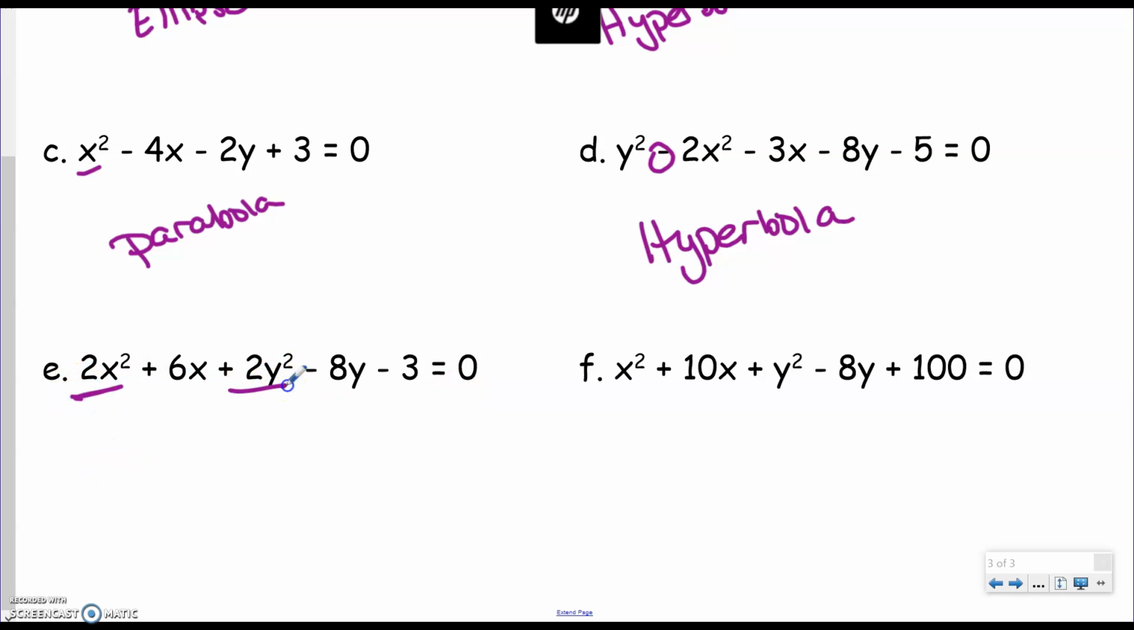For this one, it's not in the right order, but I do have an x squared and y squared, but notice that my a and c are the same, so it's a circle. They're both positive. And then the last one, a and c, even though it's in a different order, they're the same, and they're both positive. So it's a circle. Okay, and that's all you're really doing for this section. Pretty easy to do. Go ahead and practice.